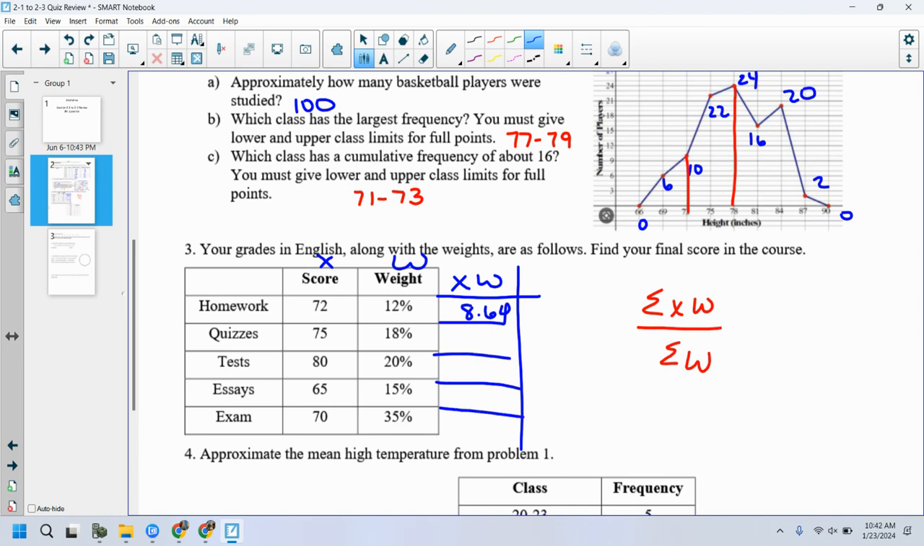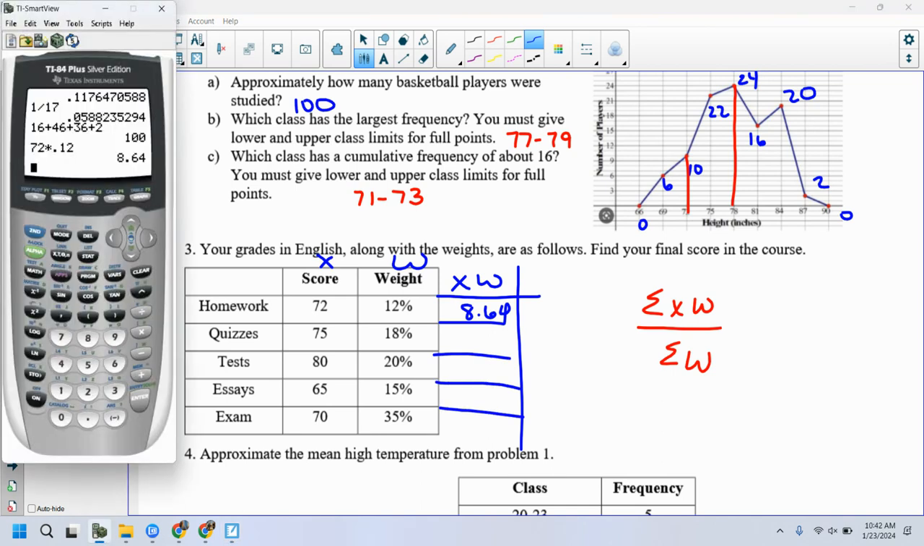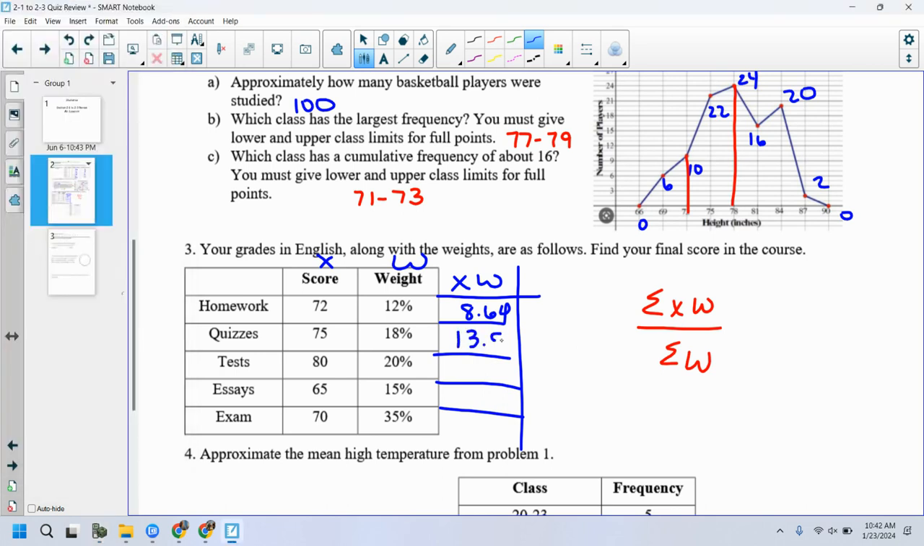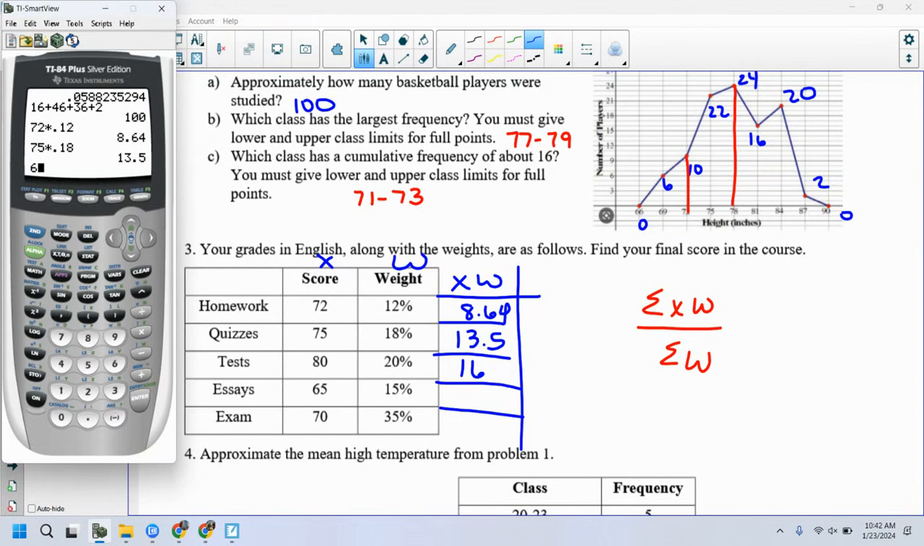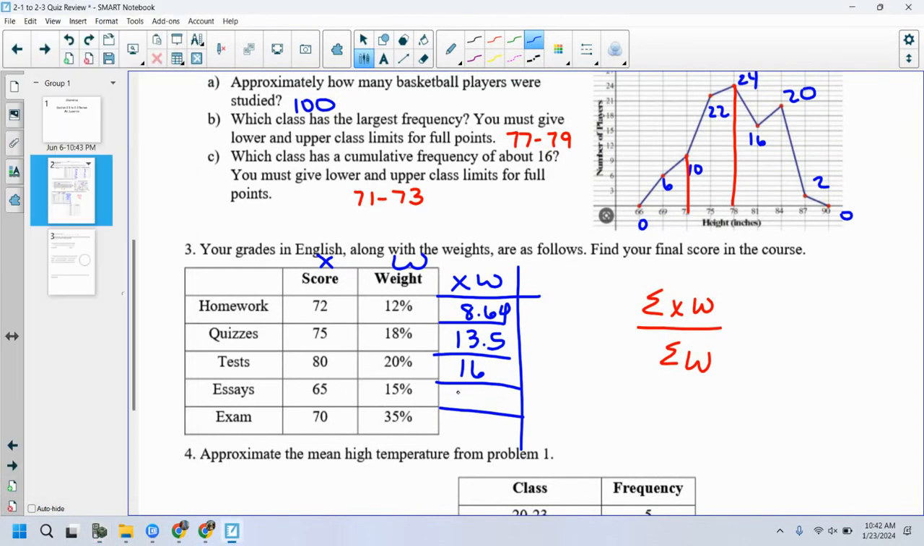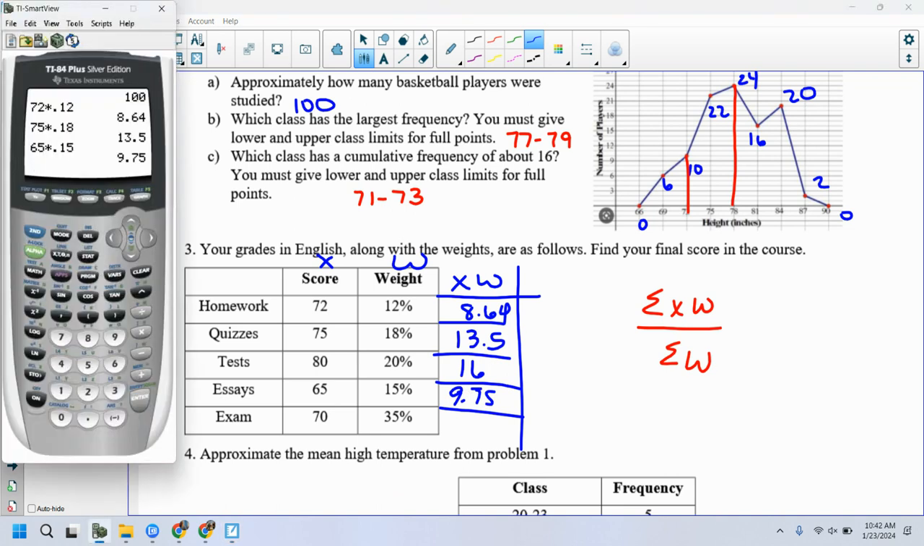I'm going to take 75 times 0.18, 13.5. I'm going to take 80 times 0.2, which is 16. I'm going to take 65 times 0.15, which is 9.75. And then we have 70 times 0.35, which gets me 24.5.